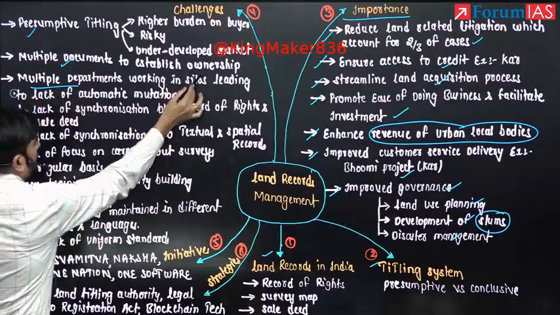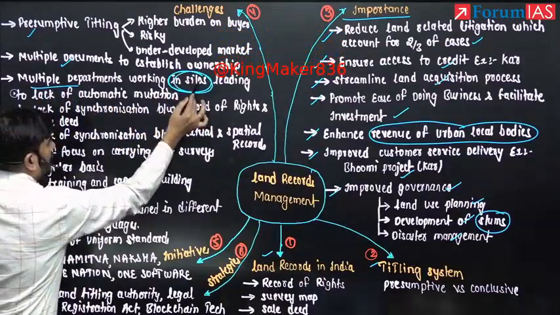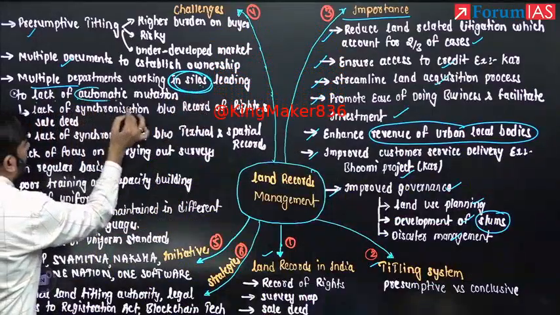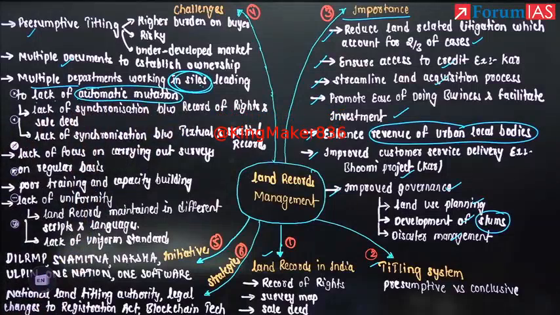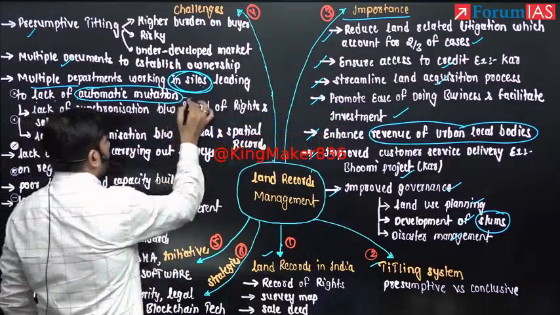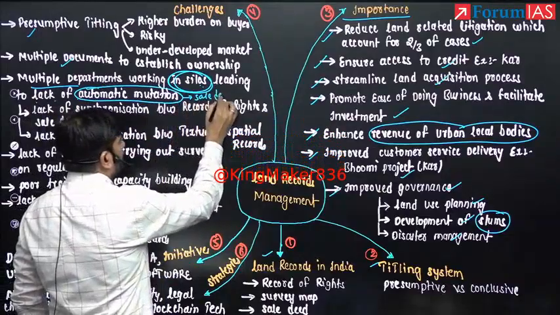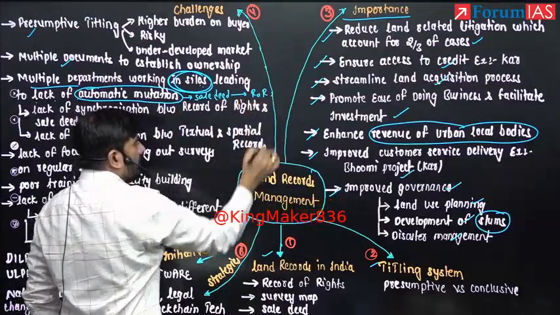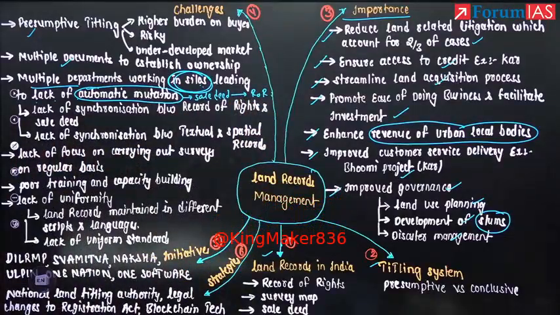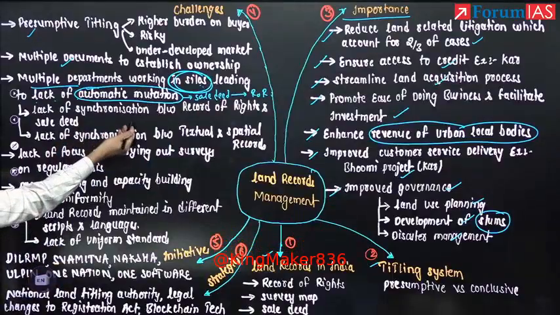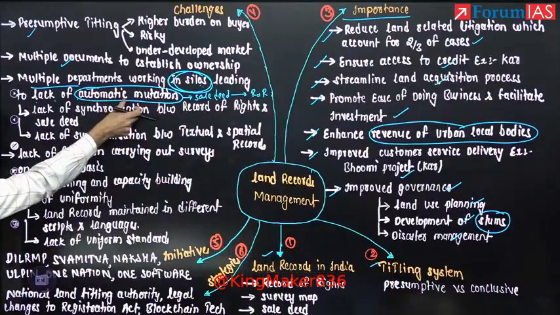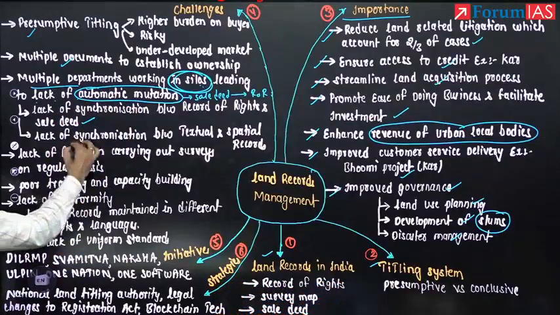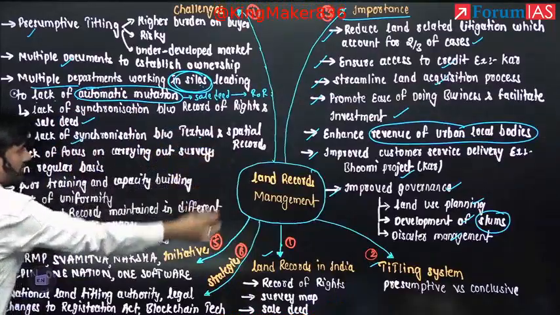Multiple departments, look at this word. This is a key word that you should write. Working in silos, leading to lack of automatic mutation. Automatic mutation means as soon as you register a sale deed, it should lead to registration of record of rights, which is not taking place. So there is lack of synchronization because we do not have automatic mutation. There is lack of synchronization between record of rights and sale deed. Lack of synchronization between textual record and spatial record.